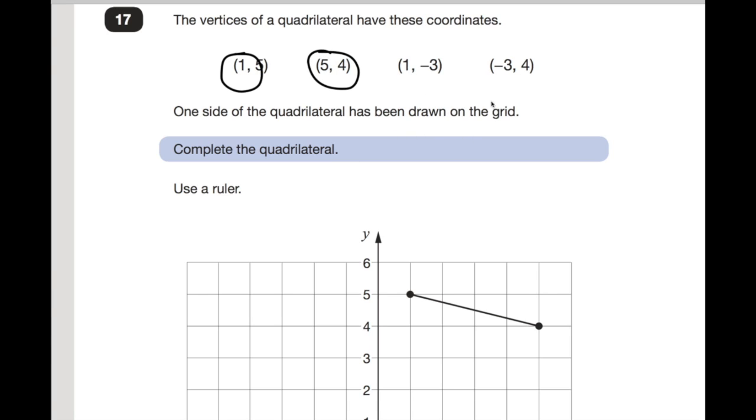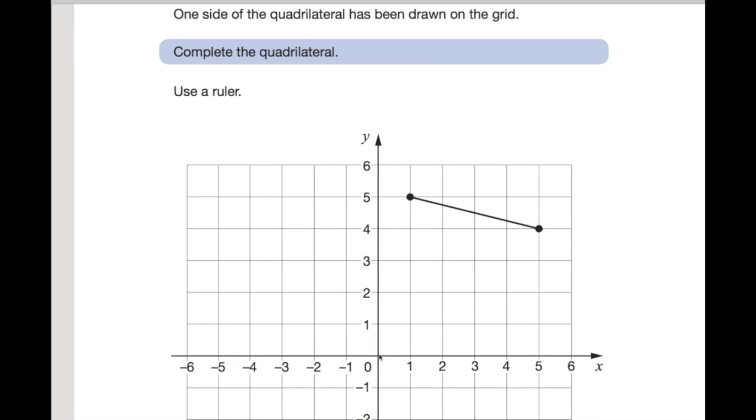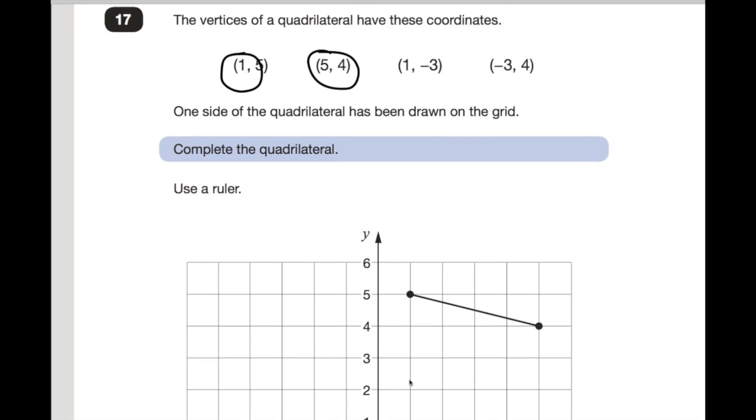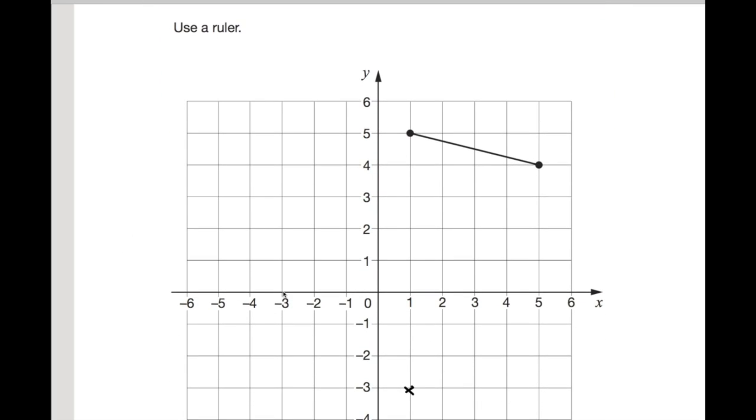So we've got to plot these last 2, so remembering that the rule is along the corridor then up the stairs, so x-axis then y-axis. Let's have a look at that one first. So that's 1 minus 3. We go along 1 and then we are minus 3 down on the y-axis, so our point is here. And going back up to the top again, we have minus 3x and then 4y. So we know that minus 3 on the x quadrant is here, and 4 on the y is up here.